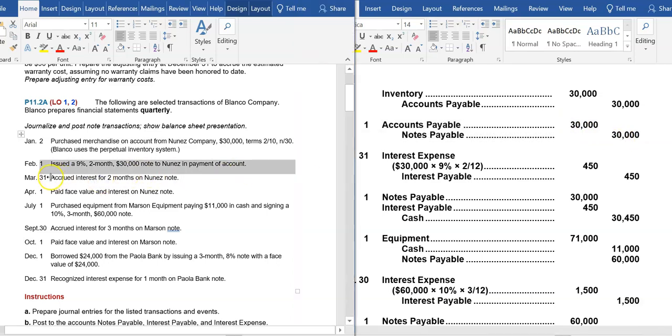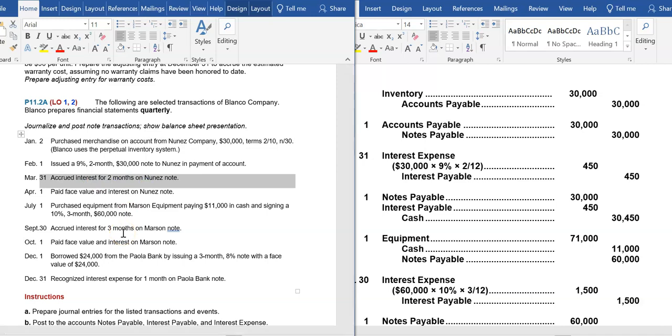On March 31st, we accrued interest for 2 months on the Nunez note. Remember that this company prepares financial statements quarterly, so every 3 months. It is now the end of the first quarter. They're getting ready to prepare the income statement, statement of owner's equity, and the balance sheet.